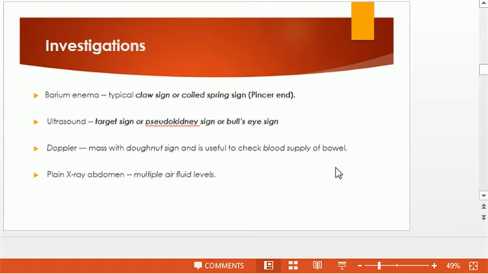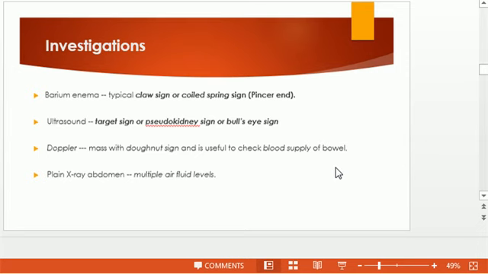Ultrasonography. Abdominal ultrasound has a high diagnostic sensitivity in children, demonstrating the typical donut appearance of concentric rings in transverse section. So, in the transverse section on ultrasound, you can see transverse concentric rings, and these are called the donut appearance. This finding is on abdominal ultrasonography, and it is also useful to check the blood supply of the bowel on Doppler study. About the plain X-ray, I have already told you. In intestinal obstruction, other than that, on X-ray you can also see multiple air fluid levels.